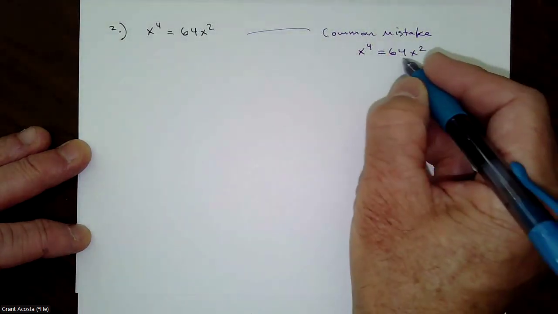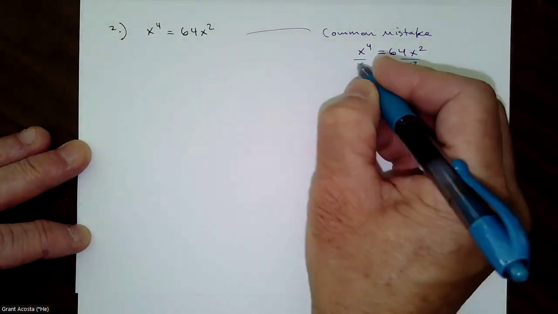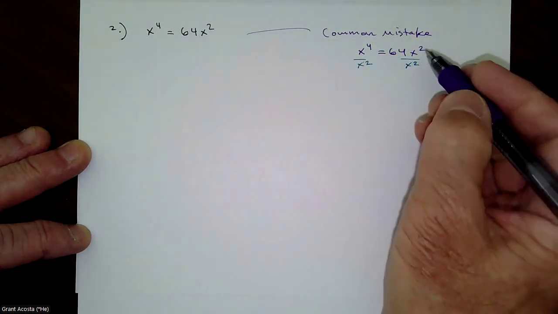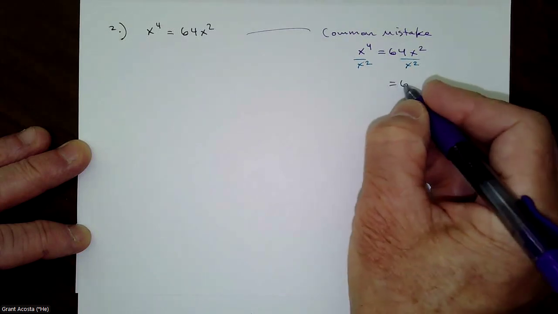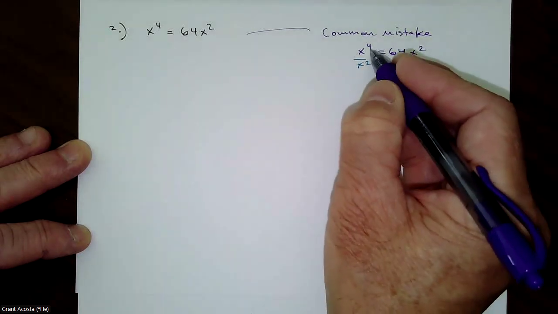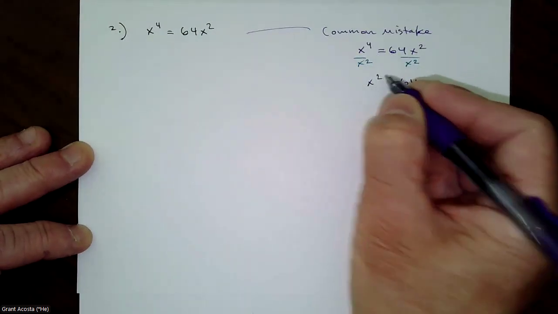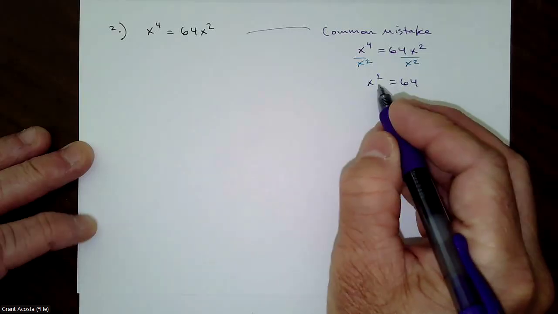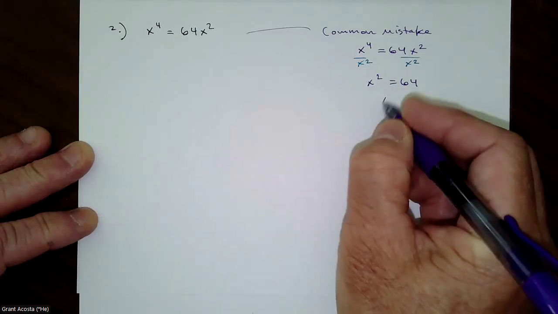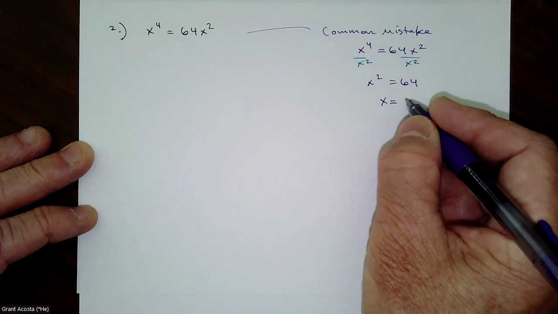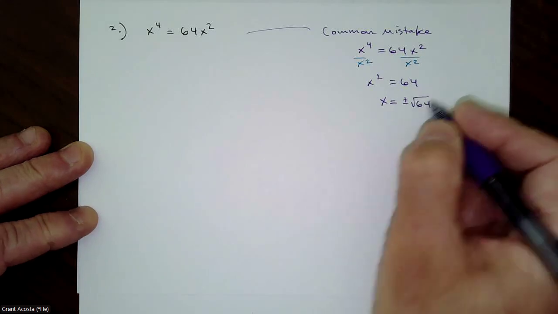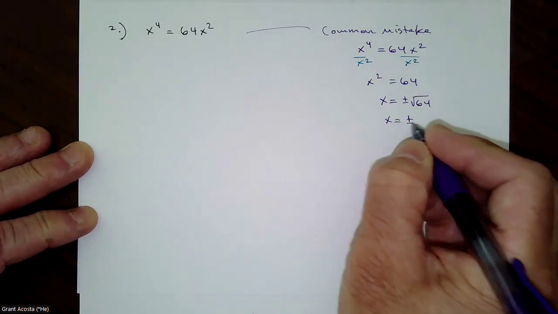Hey, why don't I just divide by x squared? So I could get rid of it here. This would be 64. If I subtract those exponents, I get x squared. And I can just tell there, what are two numbers I can square to get me 64? That would be plus or minus the square root of 64. So x would be plus or minus 8.